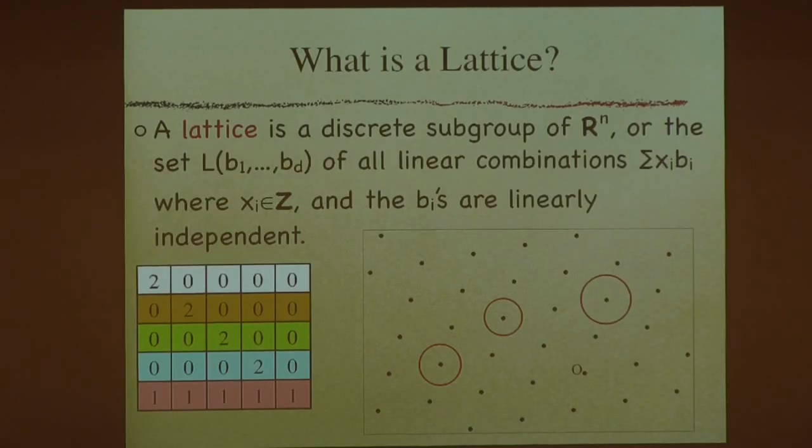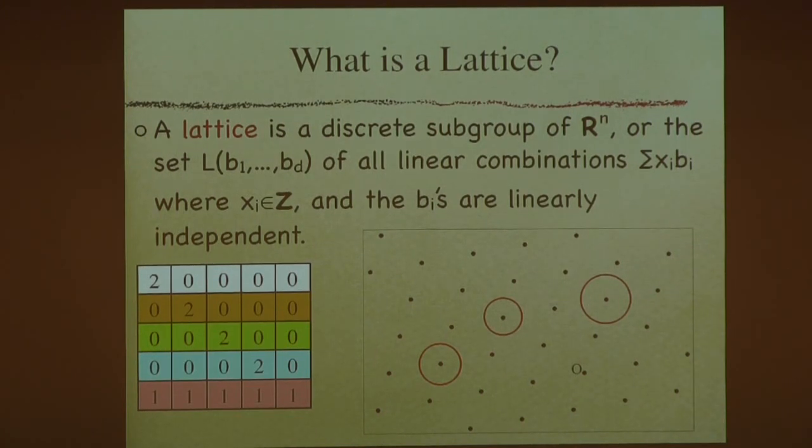More formally, a lattice is a discrete subgroup of R^n, which means that we take a subgroup of R^n, and every point will be isolated. For any point, I can find some ball such that there's only one lattice point inside. That's one way of defining lattices. That's the usual definition in a math textbook.